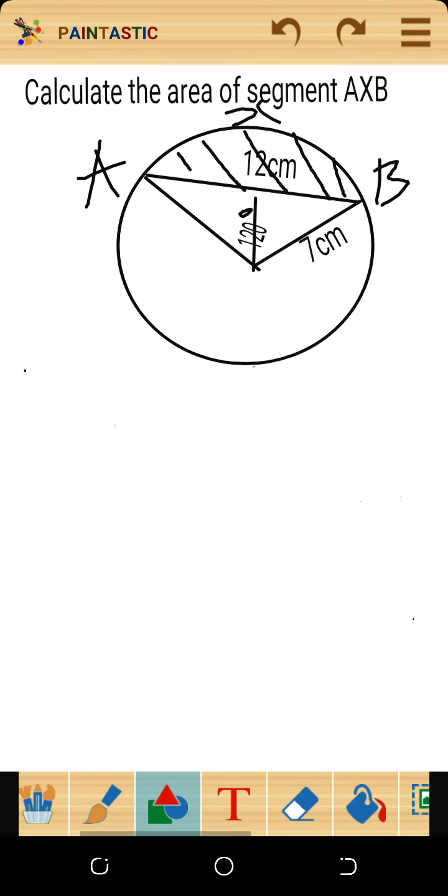I can cut this triangle on the middle. So if I cut this triangle on the middle, the total length from A to B is 12 centimeters. Then dividing 12 by 2, that will be 6. And this is going to mean that the breadth of this triangle will be 6 centimeters.